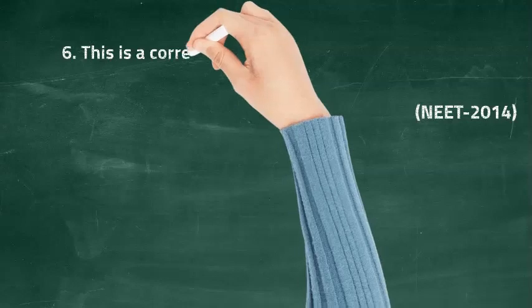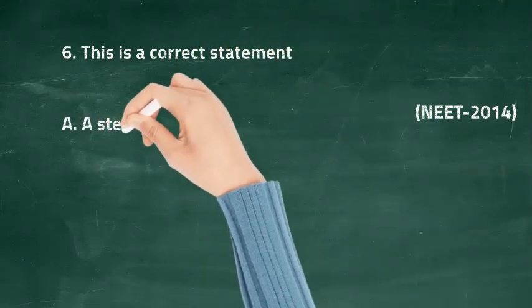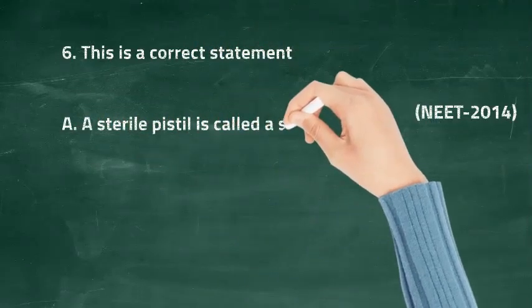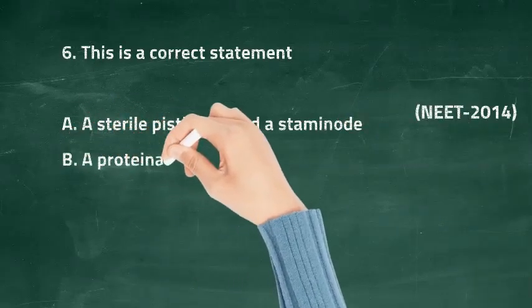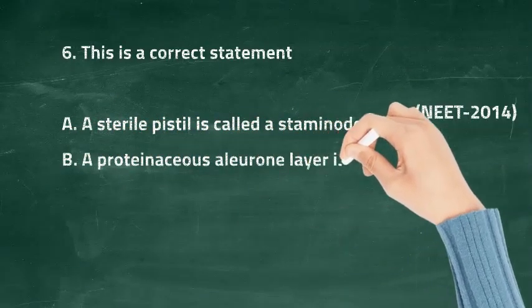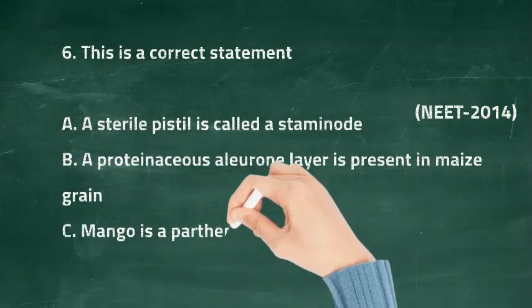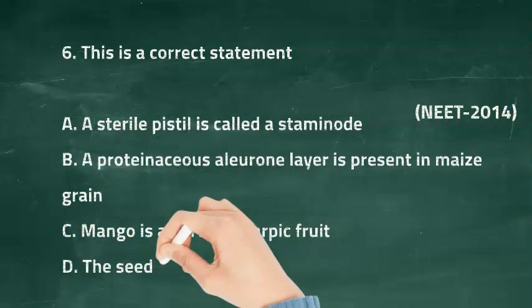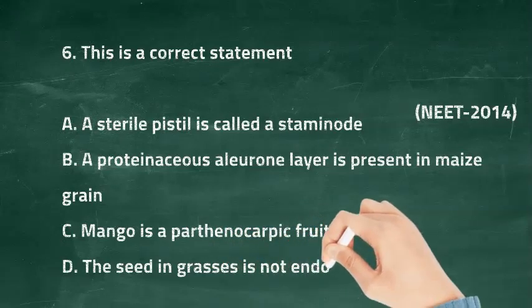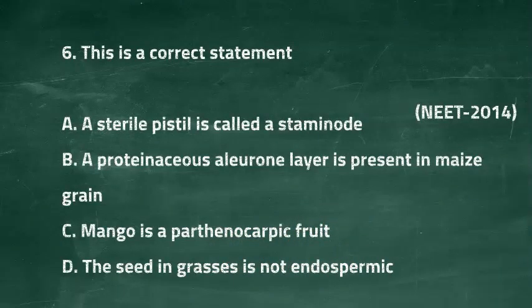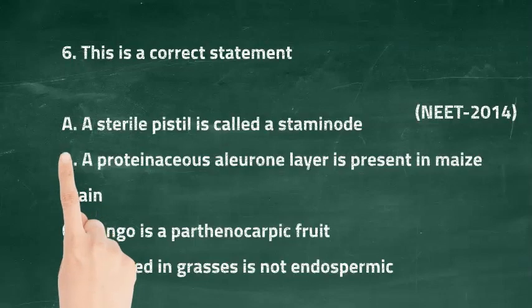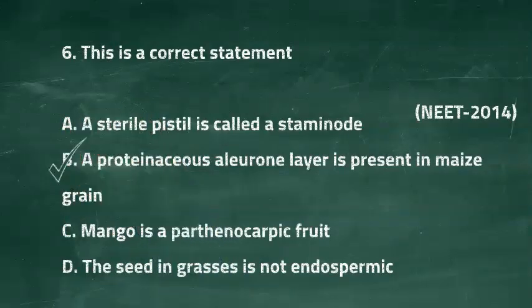Question 6. This is a correct statement. Option A, a sterile pistil is called a staminode. Option B, a proteinous aleurone layer is present in maize grain. Option C, mango is a parthenocarpic fruit. And option D, the seed in grasses is not endospermic. The right answer is option B, a proteinous aleurone layer is present in maize grain.